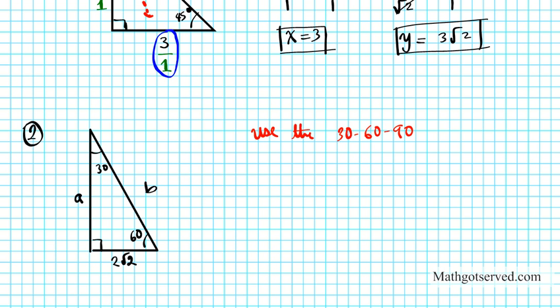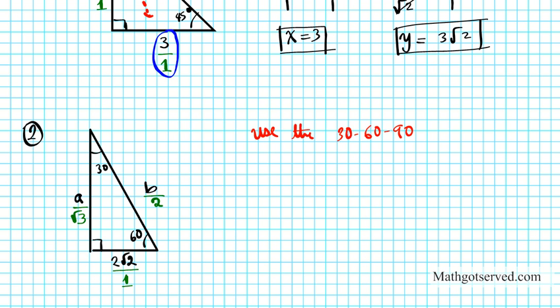So with that in mind, opposite the 30 degrees, the shortest side is 1, so put this over 1. Opposite the 60 degrees is root 3, so put this over root 3. And opposite the 90 degrees is 2, so put this over 2. I don't know this side, I don't know this side, I know this side.